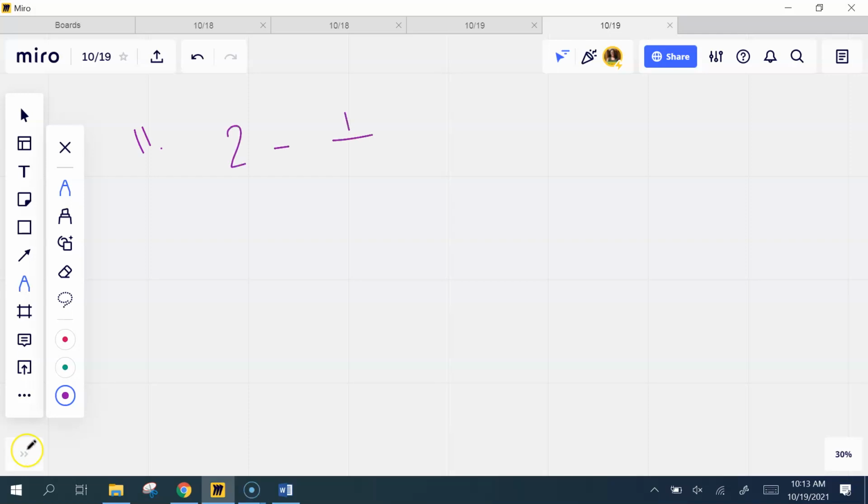2 minus 1 over x plus 1 equals 1 over x squared plus x. So what I want to do is go ahead and factor everything I can before I start. And the only thing I see that I can factor is this last one here. And I can take an x out of there. And that's just going to help me form my LCD a little bit easier.